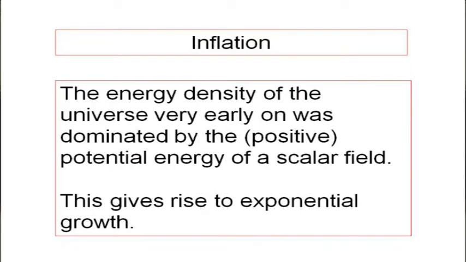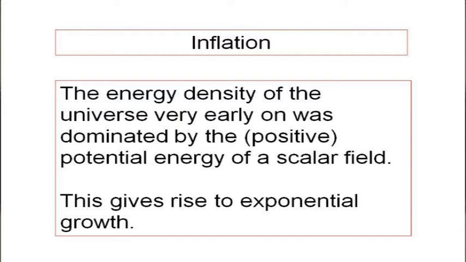And the idea is the following, that in fact, there was some other form of matter that dominated the energy density of the universe very early on. And this came from what's called a scalar field with a potential, not so different from the kind of potential energies we learn about in physics 101, maybe in L7. Except instead of a harmonic oscillator, it's some scalar field.